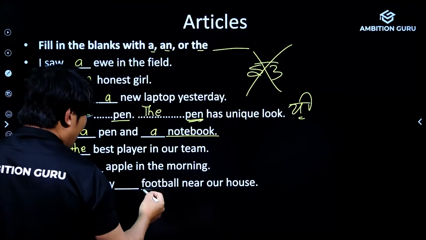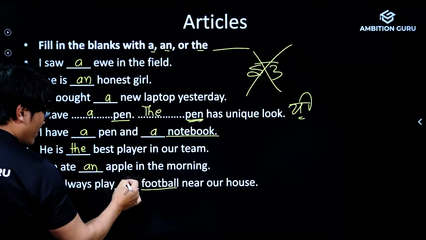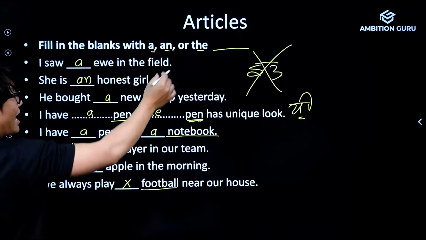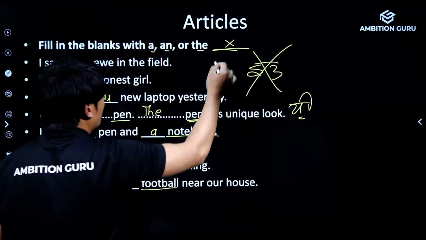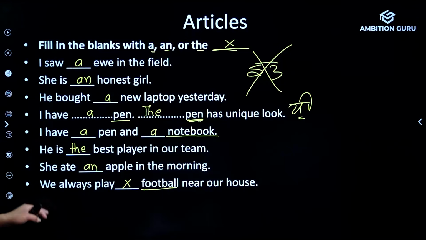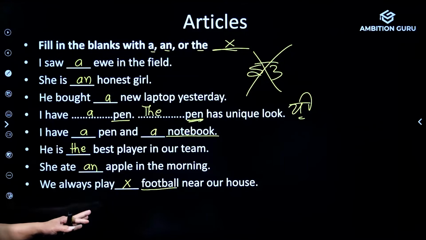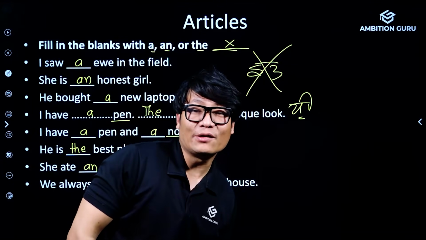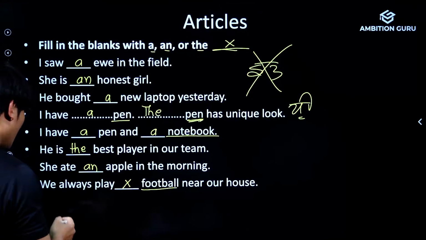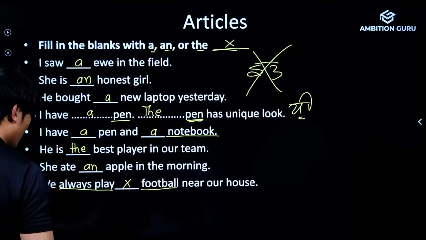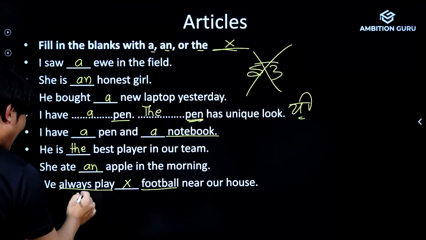No. Football is a sport, but we don't use an article here. So yeah, I forgot to give the full stop here also. That's my bad. We always play football near our house. This is good. But boys and girls, let me tell you one confusion. What happens if I erase this? We always play, but what happens?